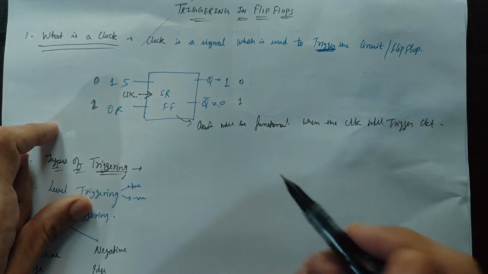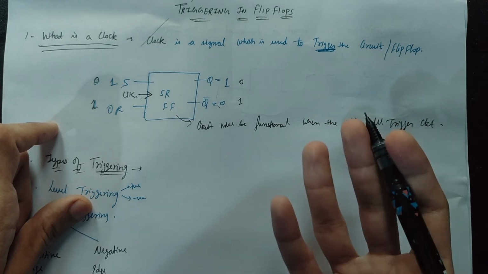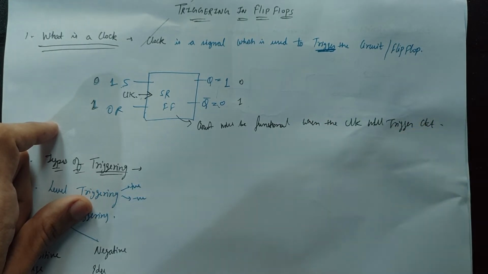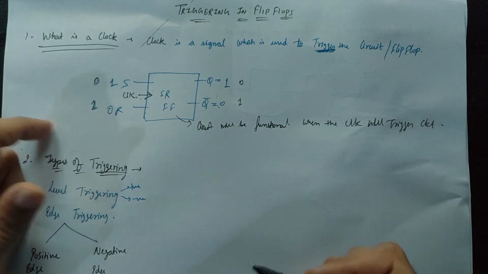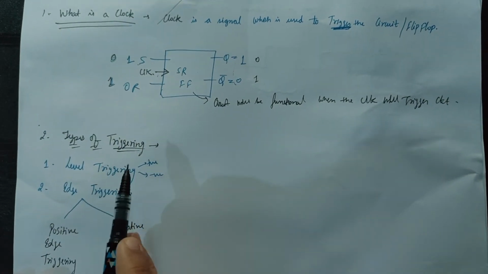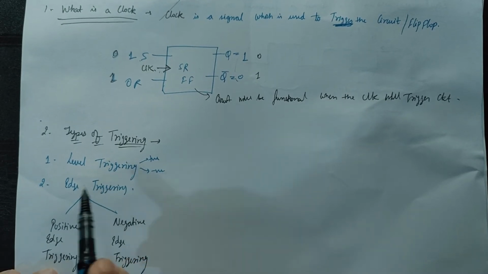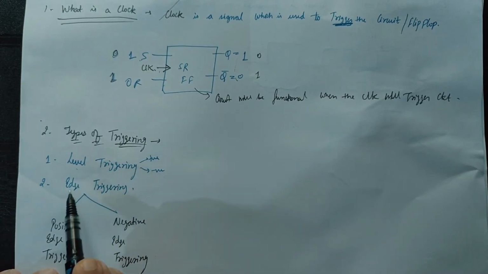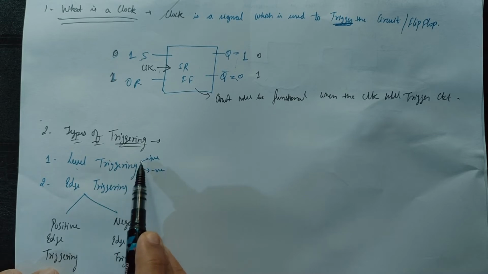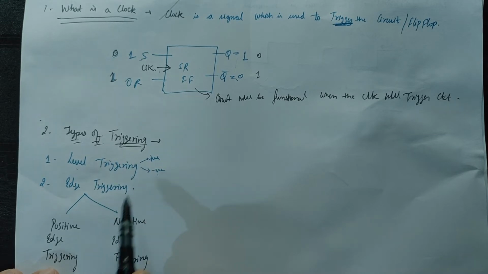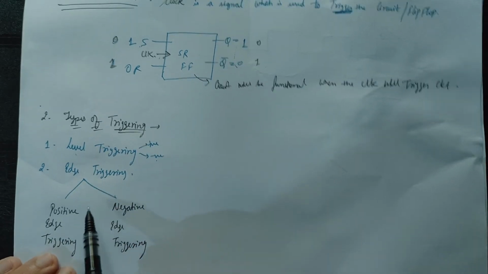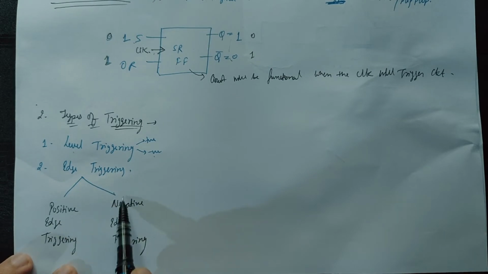So this is the purpose of the clock, why we need the clock, to control the circuit in a particular manner for our needs, right? So let us discuss about types of triggering. There are major two types of triggering: level triggering, edge triggering. Level triggering can be divided into positive level triggering, negative level triggering. Edge triggering can also be divided into two parts: positive edge triggering and negative edge triggering.